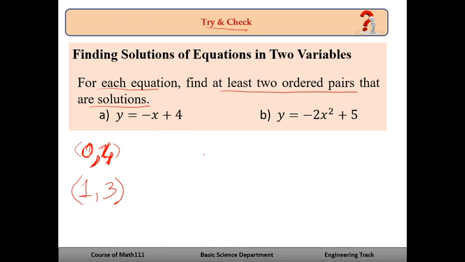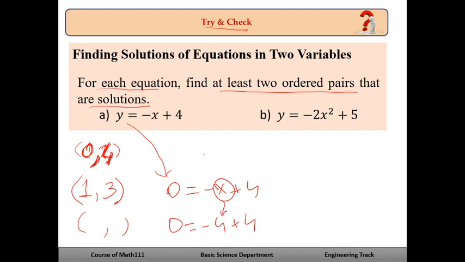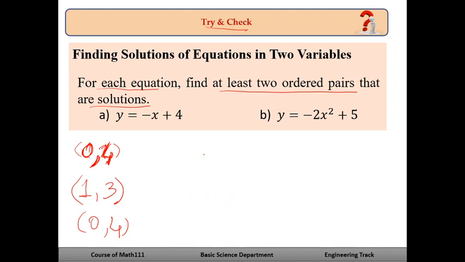You can also pick a y value, for example 0 here, and then x should be 4, so 0 equal to minus 4 plus 4, yes. So if you take x equal to 4, then it's okay. So you take (4, 0). Basically you can find one component from the other.